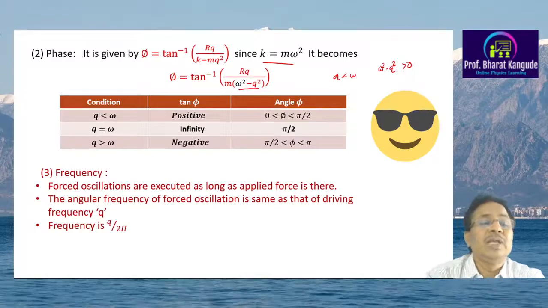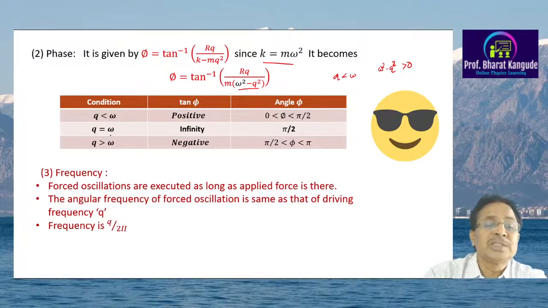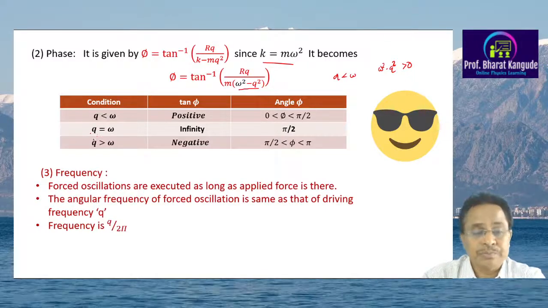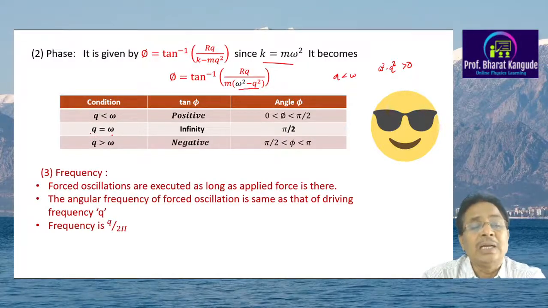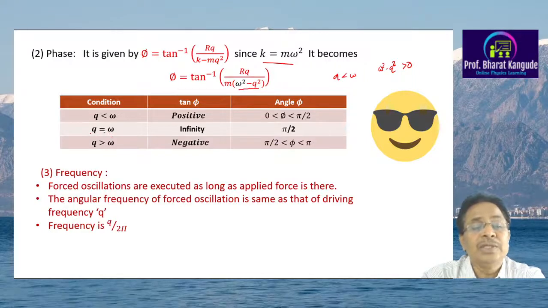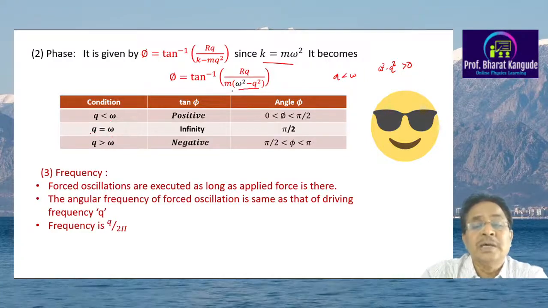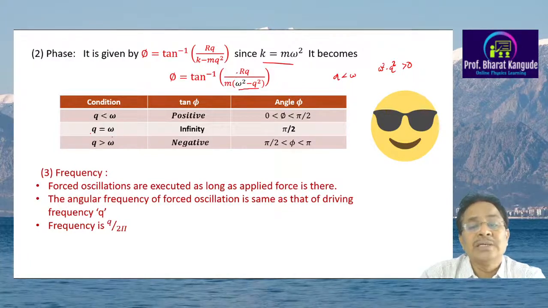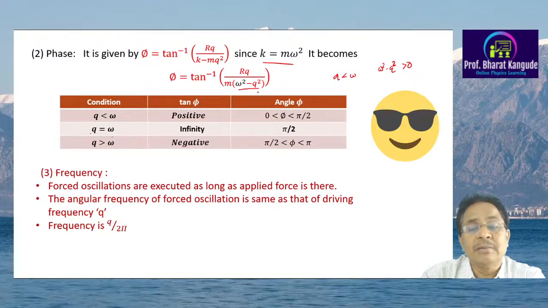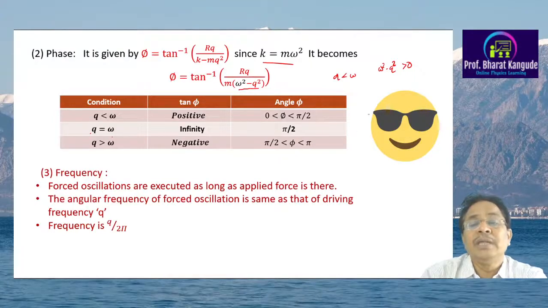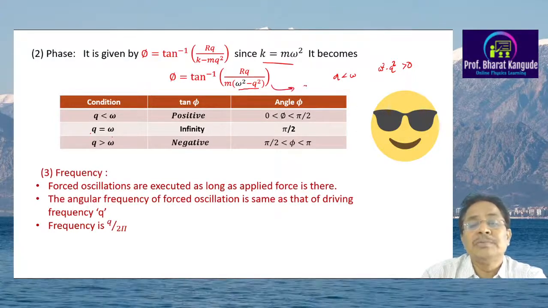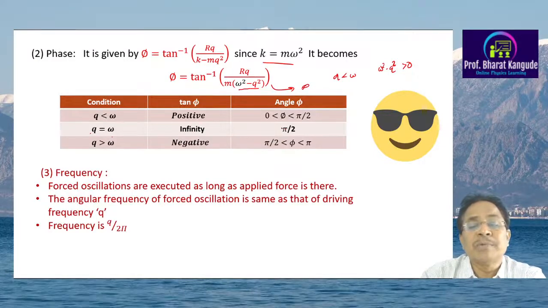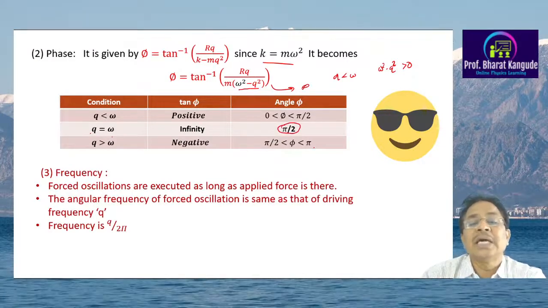Then the second case, when q is equal to omega, is a very special case. When the driving frequency of the external periodic force and the natural frequency of this oscillator exactly match, omega square minus q square will be simply 0, and then anything divided by 0 is going to be infinity. So this term itself becomes infinity, and tan inverse of infinity is only one specific value. That angle is pi by 2.